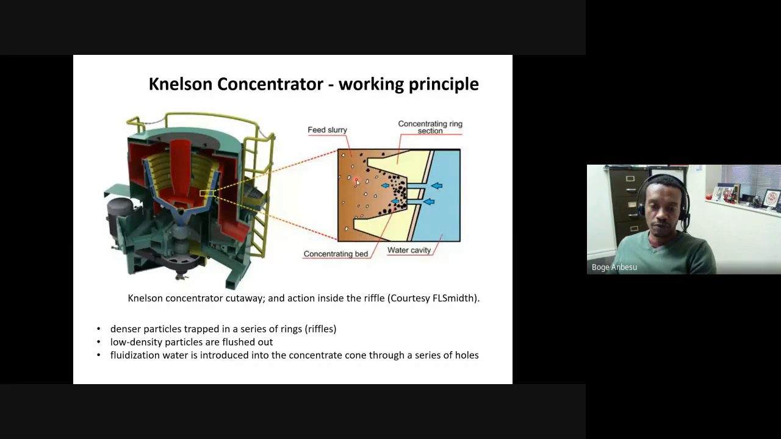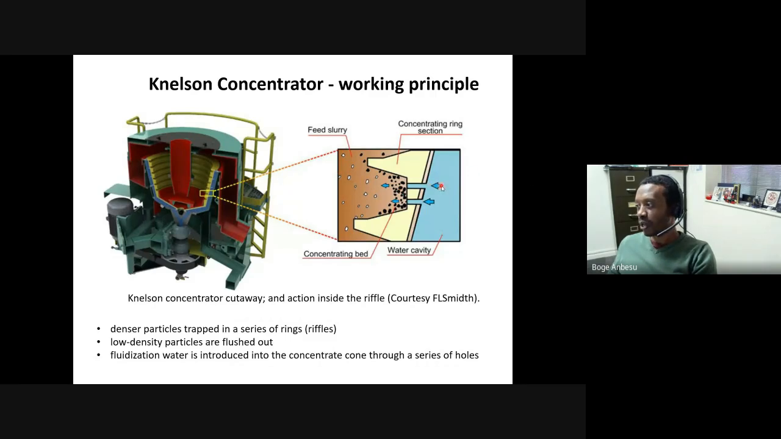Over time, usually you don't have to run it for a long time. You could run this for maybe 10 minutes or less. Then you should have an accumulation of dense particles in those grooves.